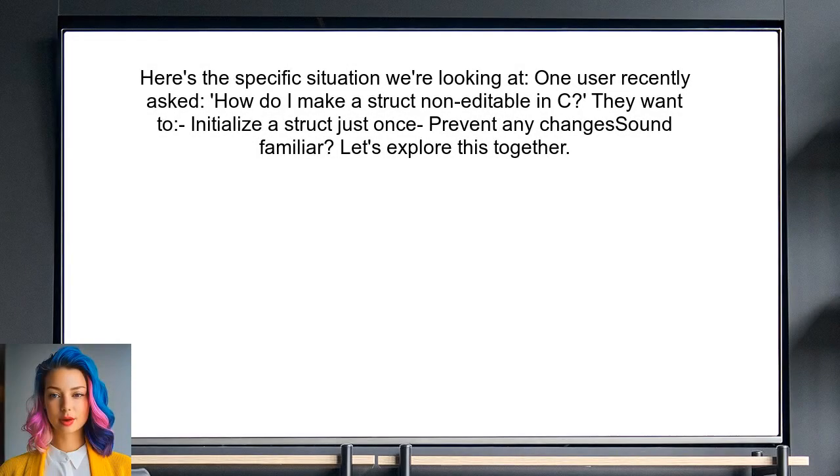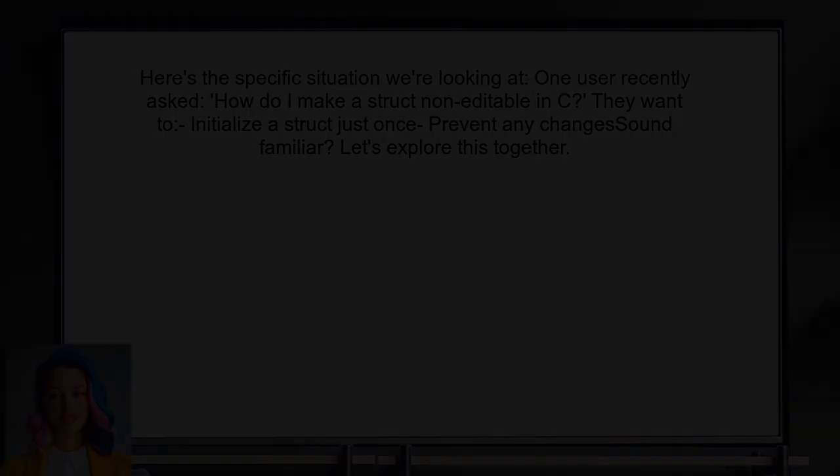Here's the specific situation we're looking at. One user recently asked, how do I make a struct non-editable in C? They mentioned wanting to initialize a struct just once and then prevent any changes. Sound familiar? Let's explore this together.